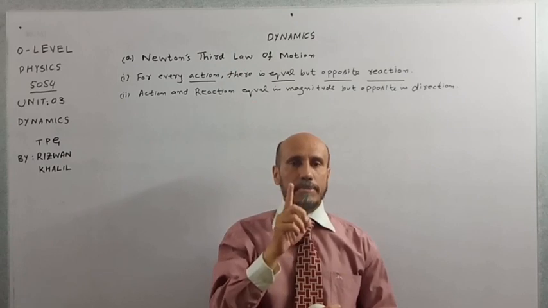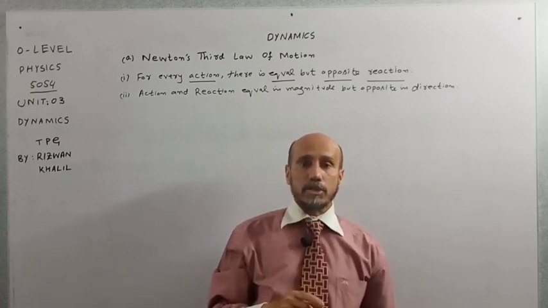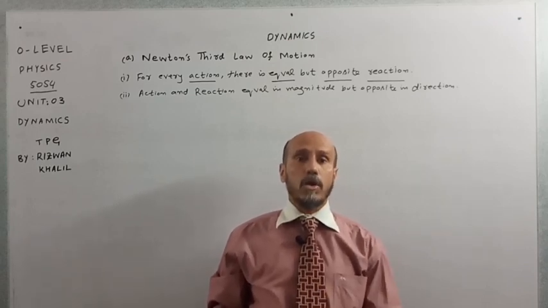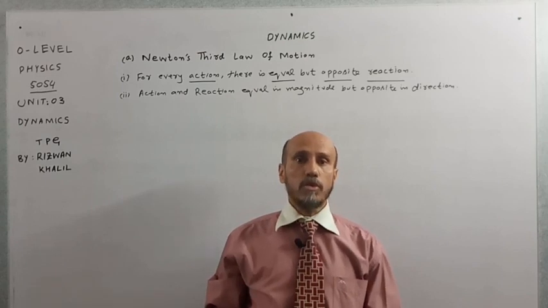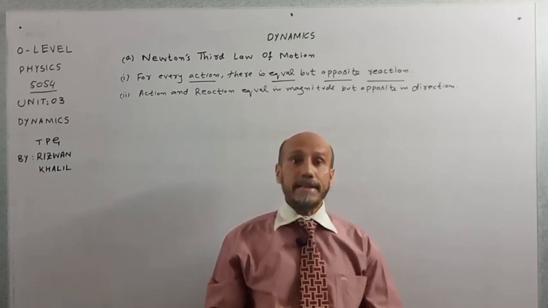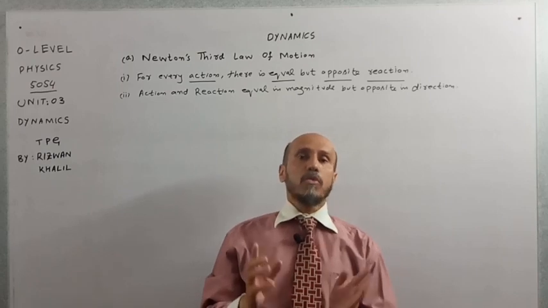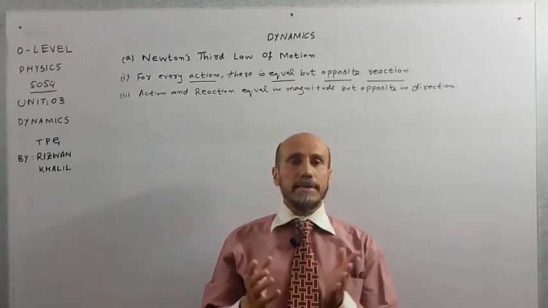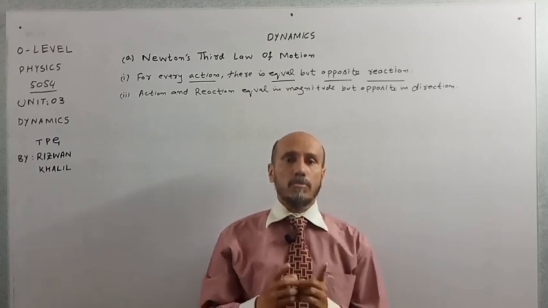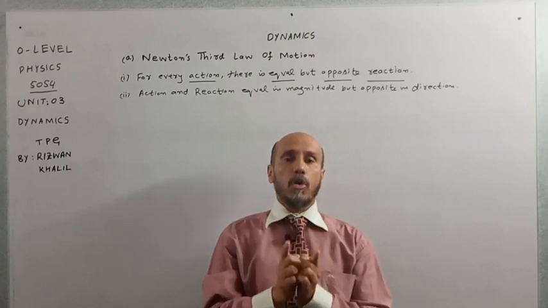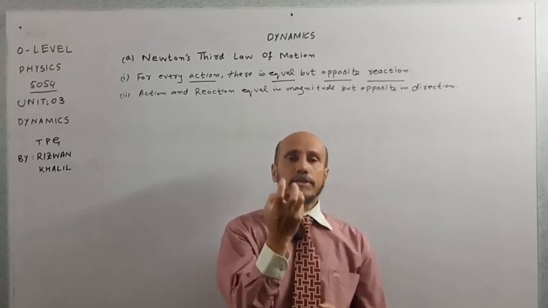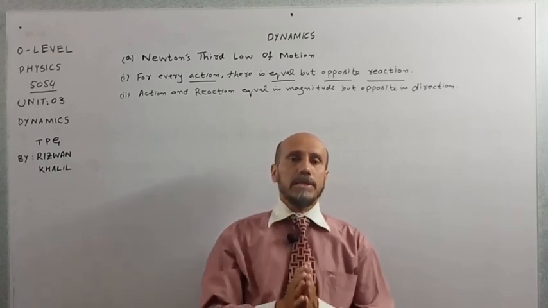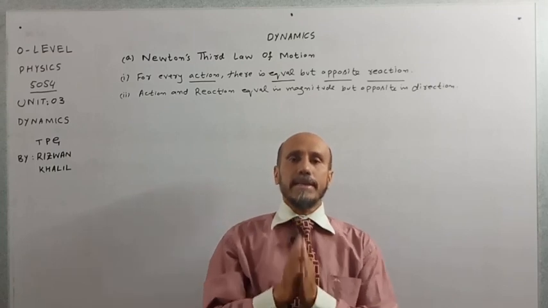So the force exerted by the ball on the earth is called action, and the force exerted by the earth on the ball is called reaction. These two forces are equal in magnitude but opposite in direction. Why do these two forces not cancel each other if they are equal in magnitude but opposite in direction? Because Newton's third law of motion is applicable on two different bodies. We will assume the ball as body A and the earth as body B. So this is the reason these two forces do not cancel each other.